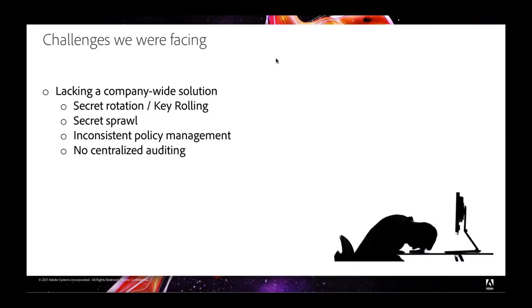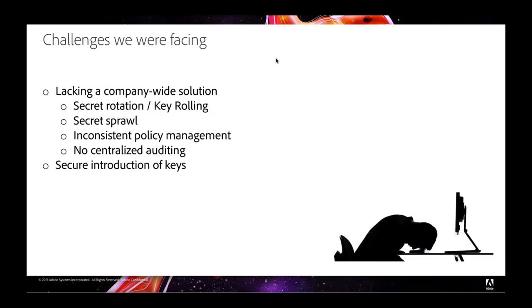It's very difficult to rotate a secret that's shared by several applications, and trying to align with CMRs and timeframes for several different teams. Secret sprawl, policy management, all of these are things that we had to take into account as we were looking at a centralized solution. No centralized auditing was something that was very difficult for us, as we have very strict guidelines and policies that we have to follow, being Adobe. Not being able to look across the whole organization and know exactly what people were doing was difficult, having to go to each individual team.